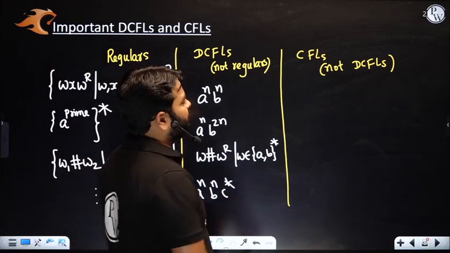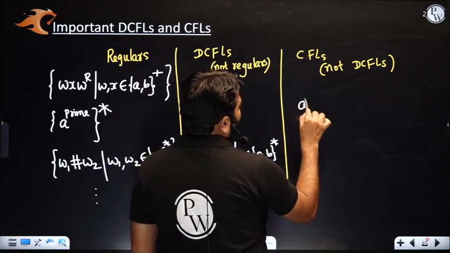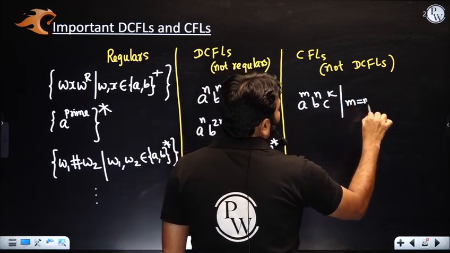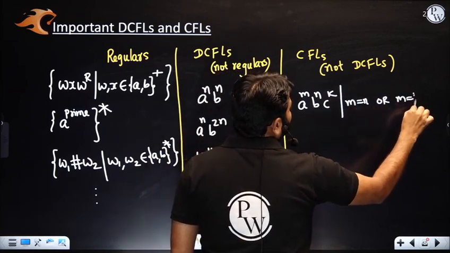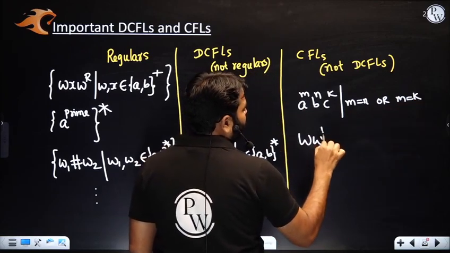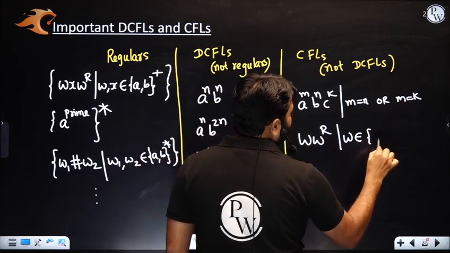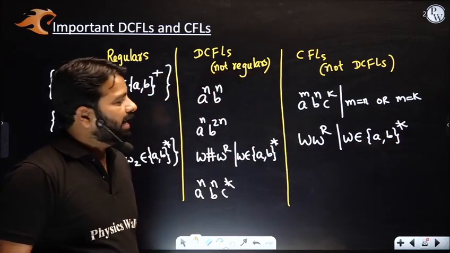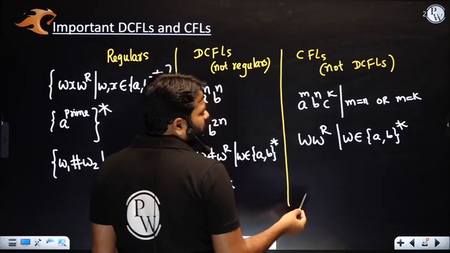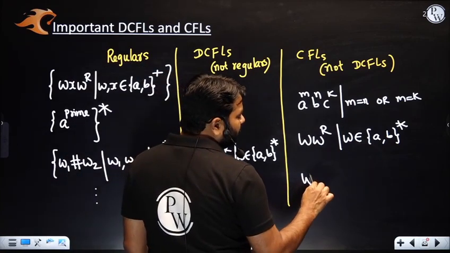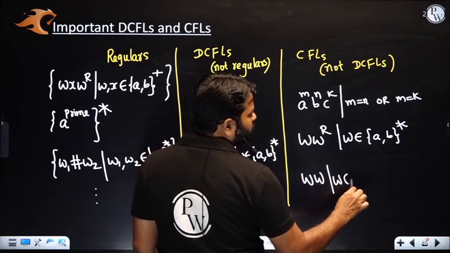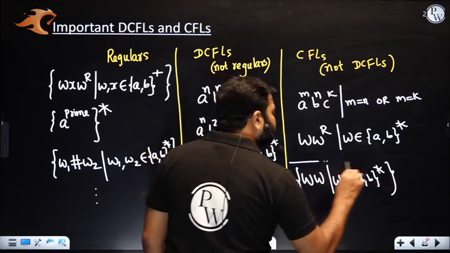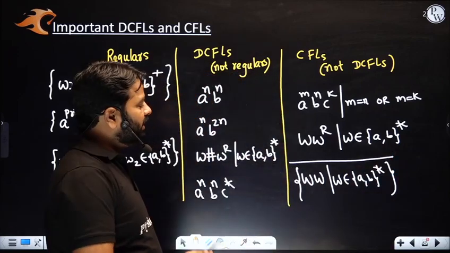CFLs which are not DCFLs, like A power M, B power N, C power K, such that you might have M equal N or M equal K, that I've just shown, right? Another one, W W power R, a very famous language, where W belongs to A comma B whole star. Right, the very famous languages we have here. And there are other languages like the complement of W W, such that W belongs to A comma B whole star. This is not a CFL, but its complement is a CFL. That's a very interesting point.